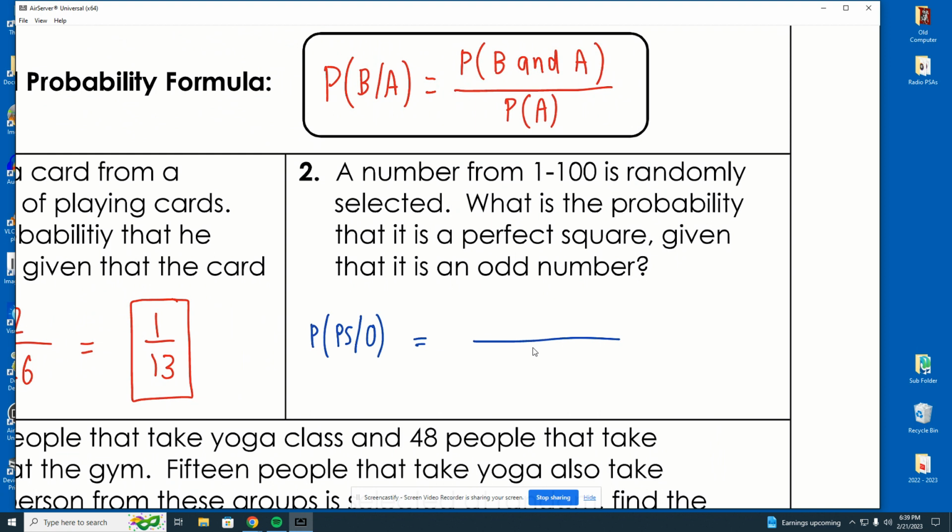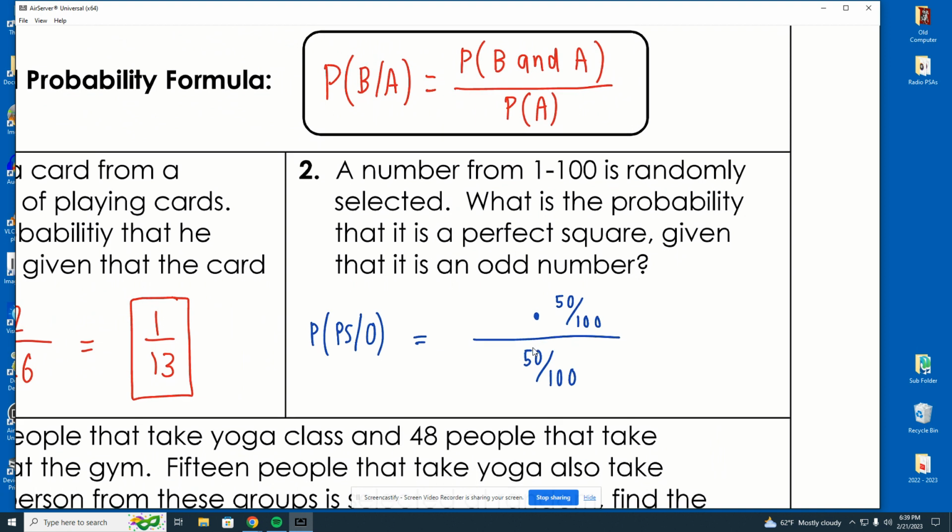Well, y'all know in a group of numbers from 1 to 100, that's 100 numbers. How many have to be odd? Half of that, right? 50 out of 100 are odd. So 50 out of 100 are going to be the ones that are in both spots. So really, my focus narrows down to, well, out of those 100, what's the probability that it's a perfect square?